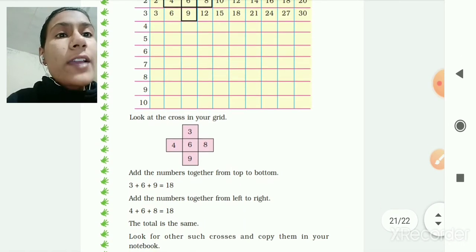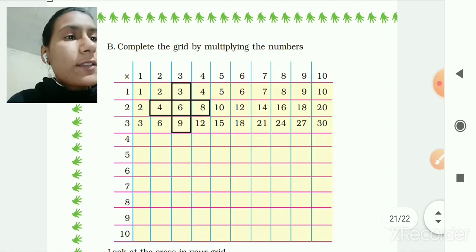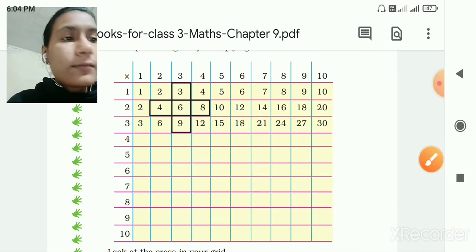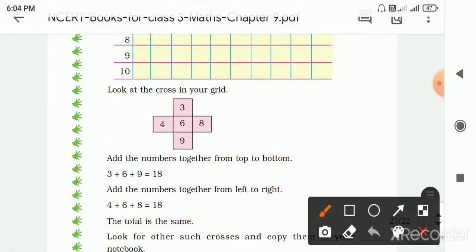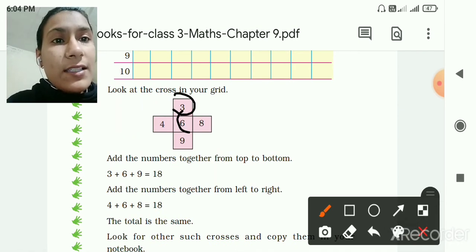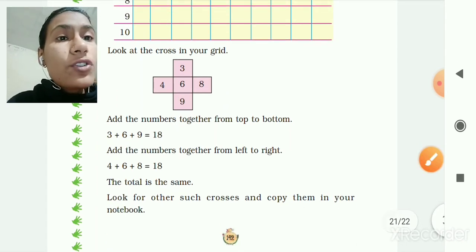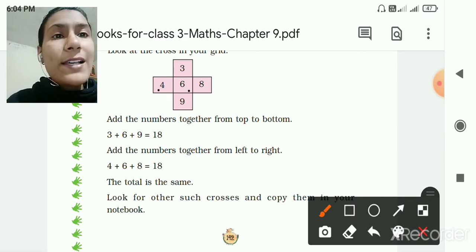Next one, look at the cross in your grid. You can see here this cross: 3, 6, 9, 4, 6, 8. Add the numbers together from top to bottom. That means 3 plus 6 plus 9 is equal to how many? 18. Then add the numbers together from left to right. 4 plus 6 plus 8.